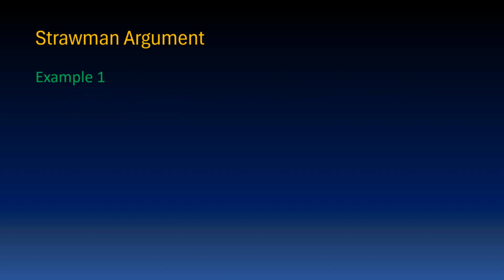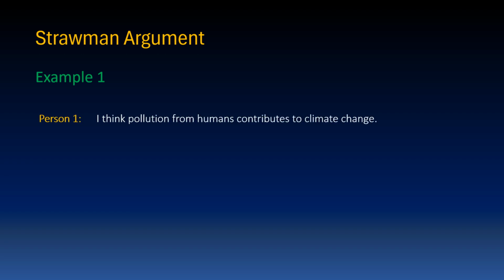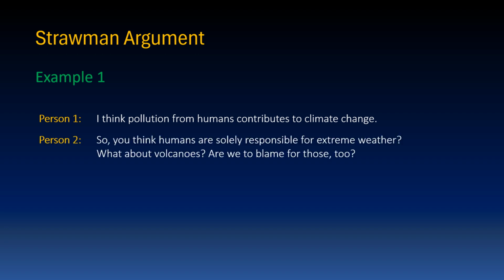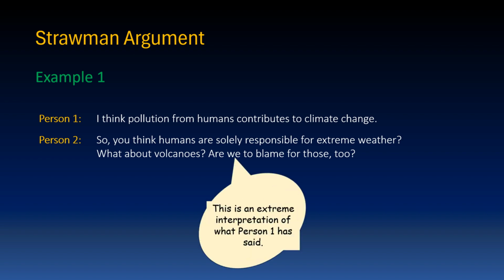Example 1. Person 1 said, I think pollution from humans contributes to climate change. Then person 2 responded by saying, so you think humans are solely responsible for extreme weather? What about volcanoes? Are we to blame for those too? You can clearly observe that the response of person 2 is an extreme interpretation of what person 1 has said.